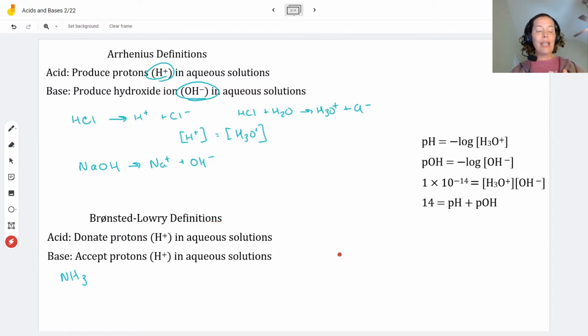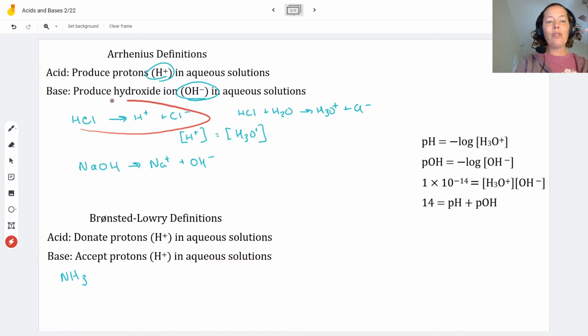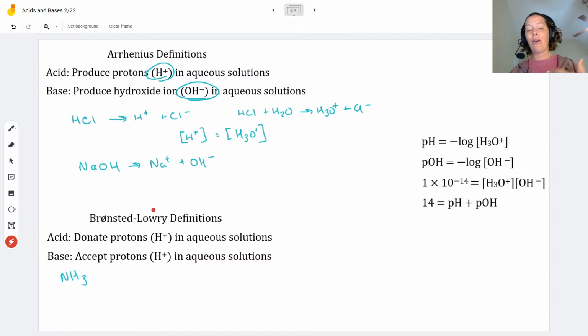Now, you'll notice that acids pretty much stayed the same, except instead of saying produce, we now say they donate protons in aqueous solution. But again, we're focused on this H plus species. So this is still totally valid for a Bronsted-Lowry acid. For a base now, instead of focusing on the hydroxide, we're going to say that a base accepts protons in aqueous solution. And I'll show you what I mean by this. So we're going to take ammonia, which was the problematic molecule for chemists working with the Arrhenius definitions.